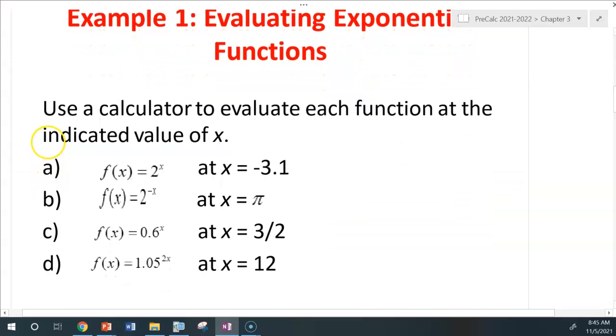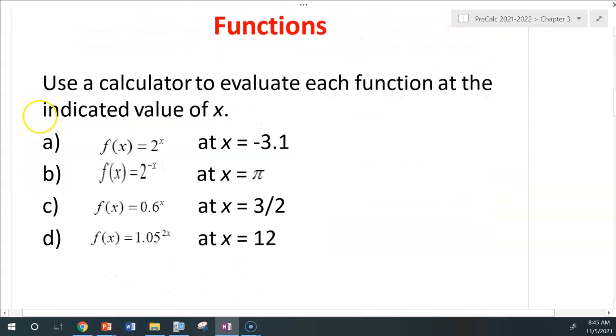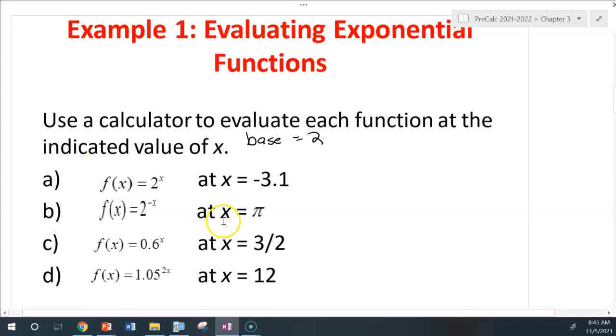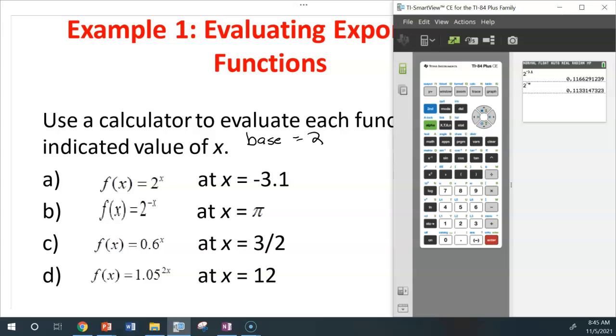So first thing we're going to do is evaluate exponential functions, and I want you to notice that in all of these, the base is 2. You're going to use your calculator to evaluate these. I'm going to get my calculator going. So the first one is f of x is 2 to the x, and then x is negative 3.1. So what I want to put in my calculator is 2 to the negative 3.1.